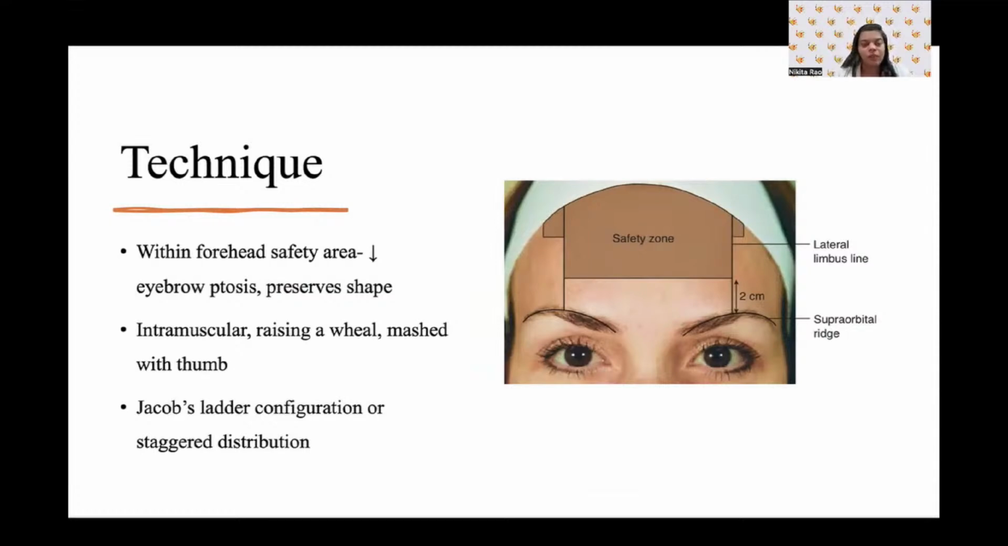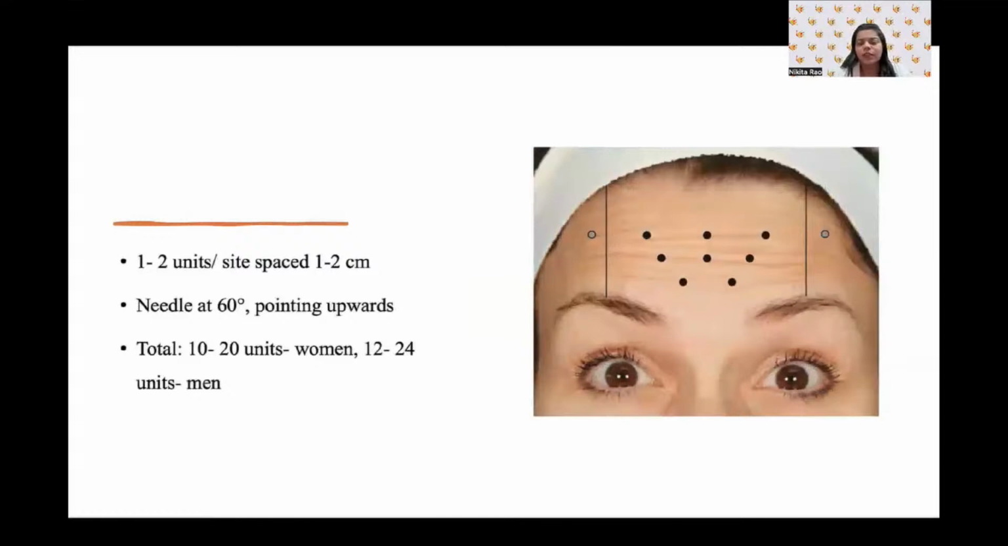It is given intramuscular, raising a wheal, and massaged with the thumb after the injection. Jacob's ladder configuration or staggered distribution can be used. So these are the injection points which can be seen in the picture. 1 to 2 units can be given at each site, 1 to 2 centimeter apart. The needle should be at an angle of 60 degrees pointing upwards. A total of 10 to 20 units can be given in women and 12 to 24 units will be needed in men.